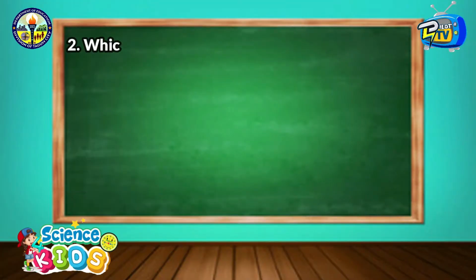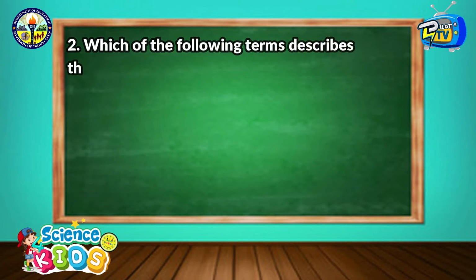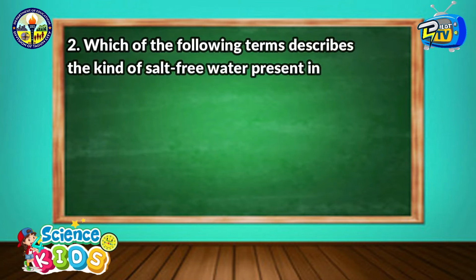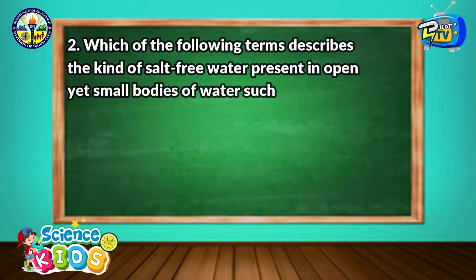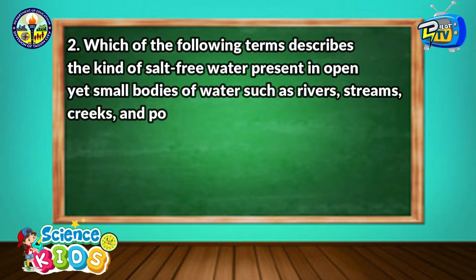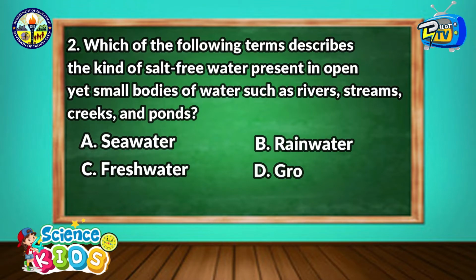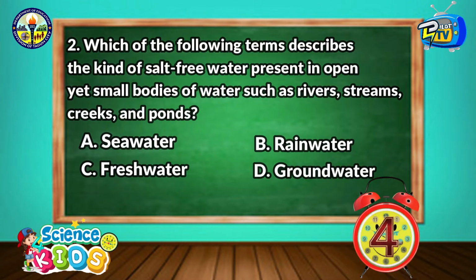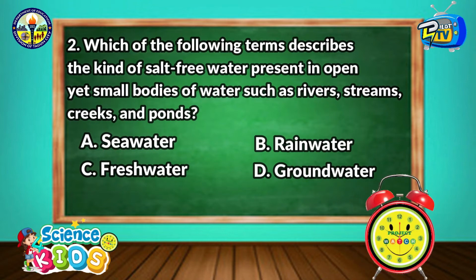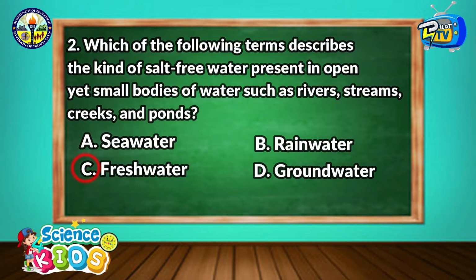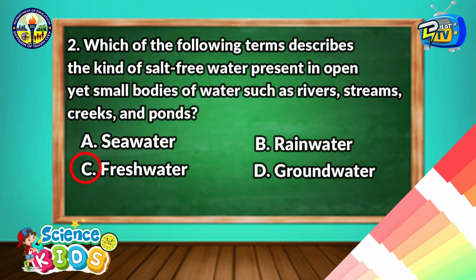Number 2. Which of the following terms describe the kind of salt-free water present in open yet small bodies of water such as rivers, streams, creeks, and ponds? A, seawater. B, rainwater. C, fresh water. Or D, groundwater. Timer starts now. Time is up. What is your answer? Great! It's letter C, fresh water.